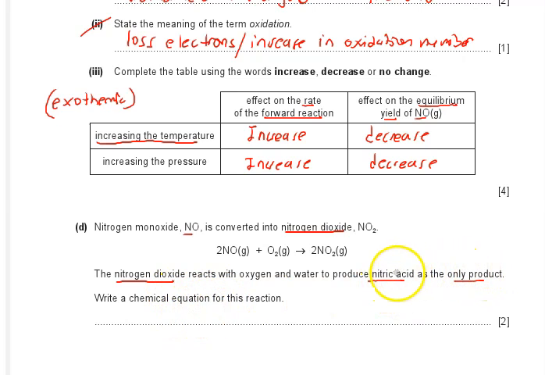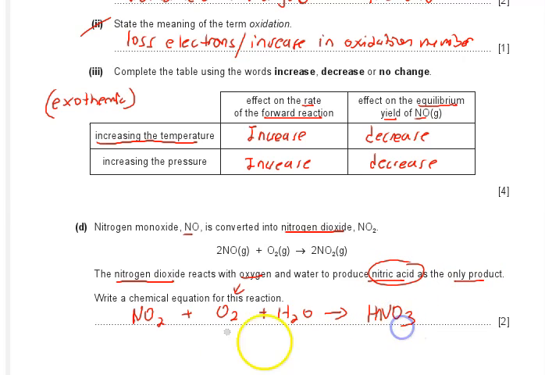So they already mentioned here what we should add in the equation. So we just have to put NO2 as nitrogen dioxide. They react with oxygen, straightforward, and water. Okay, and they also mentioned nitric acid as the only product. So this is the formula for nitric acid. Now our work is only for balancing.